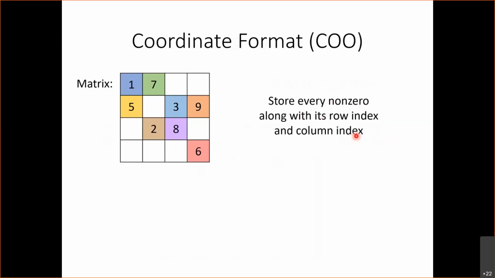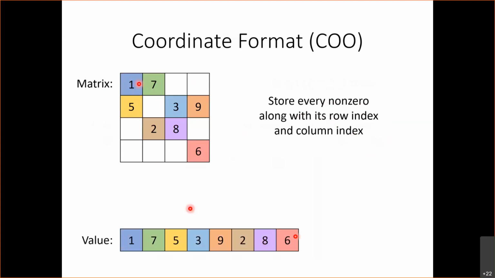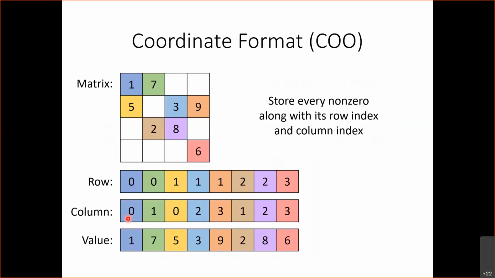So what we do is we take these non-zero values in our matrix and put them in an array, one after the other. So we have 1, we have 7, we have 5, we have 3, we have 9, and we put all the elements one after the other. Then for each element, we're going to have a row array and a column array that tell us what the corresponding row and column index are. So the value 1 is at row 0 and column 0. The value 2, for example, is at row 2 and column 1. Clear? Questions about this format?